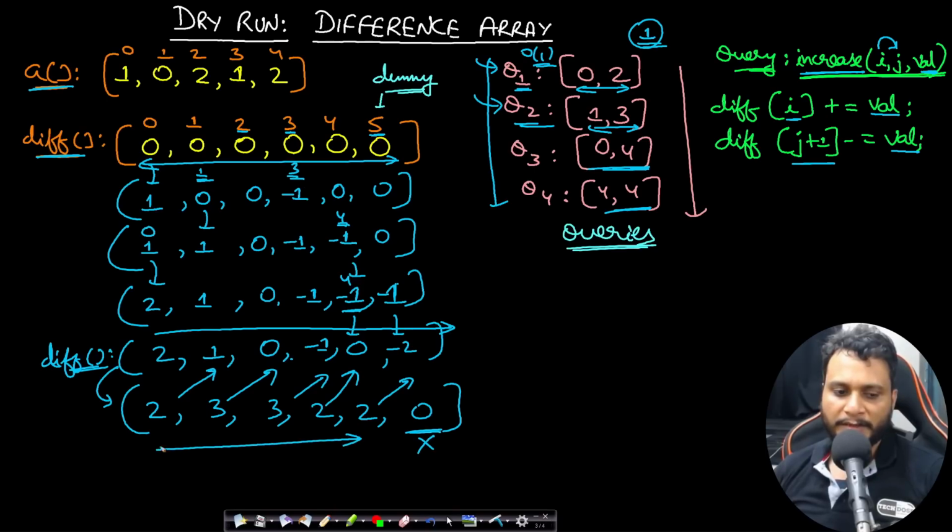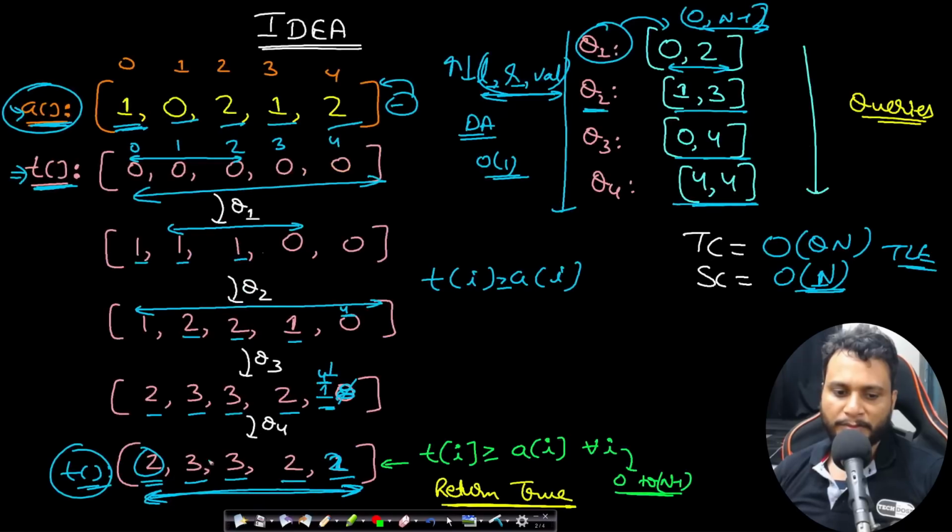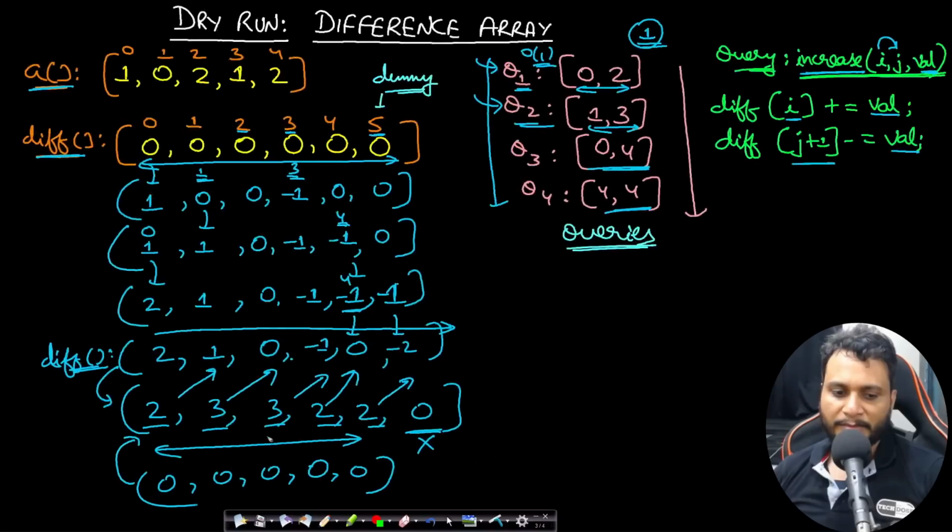So if you look at it, if we had started with all the zeros, then applying the given number of increment queries, I would have reached 2, 3, 3, 2, 2. That is where I would have reached. If you look at the previous example, I would have reached 2, 3, 3, 2, 2. It is the same thing, right?